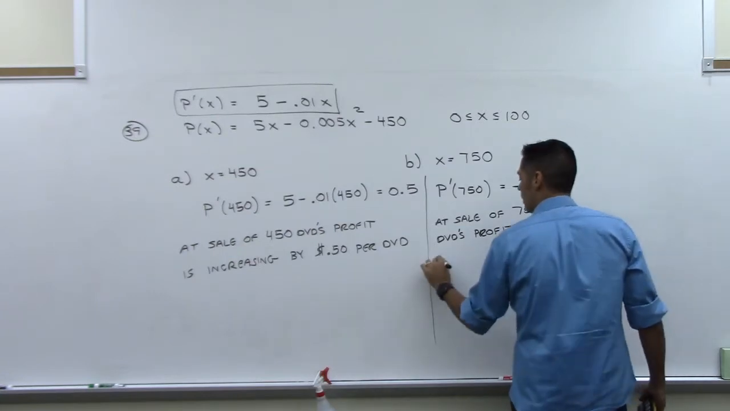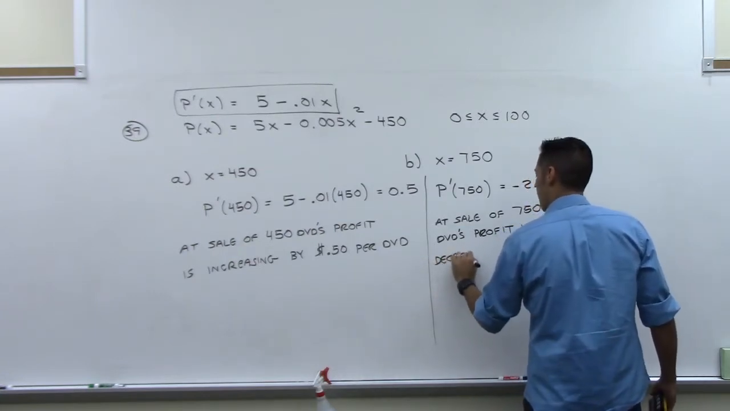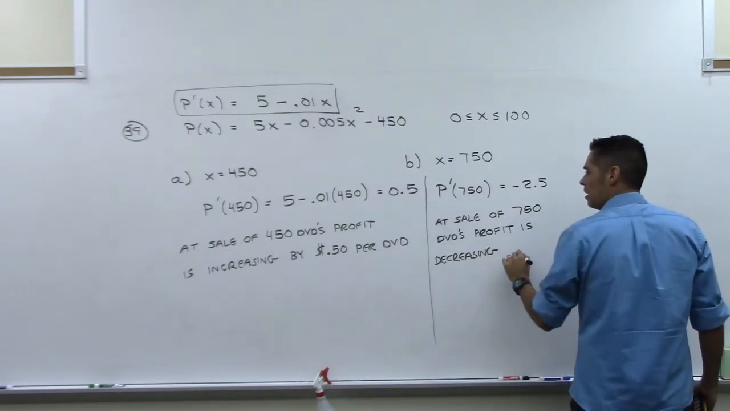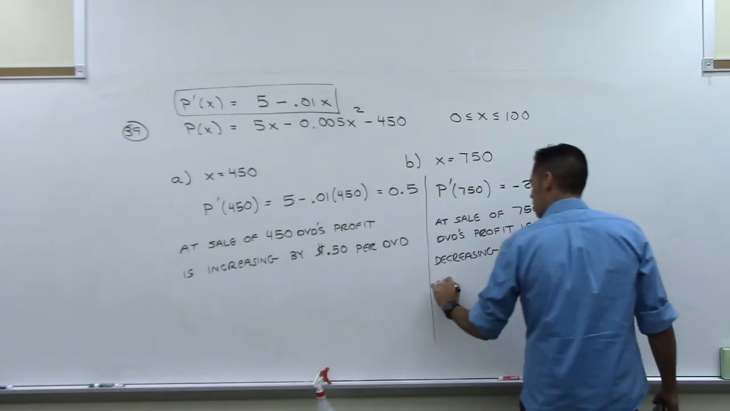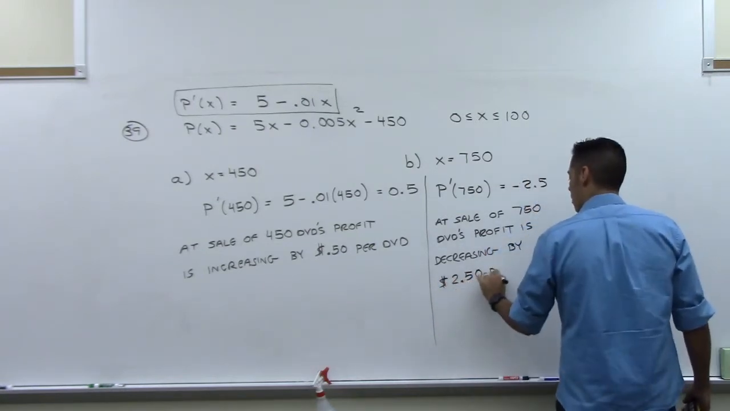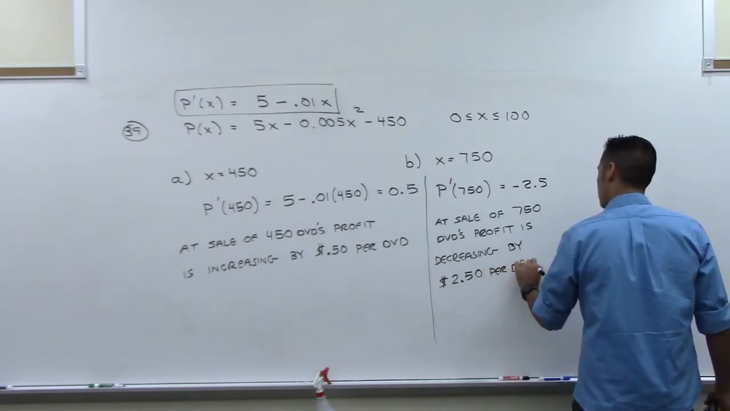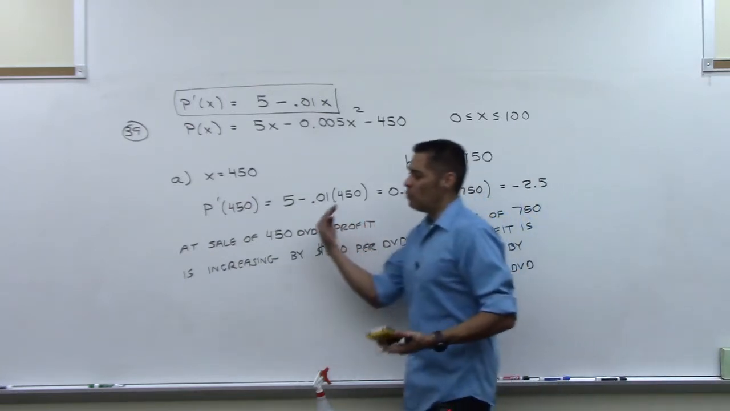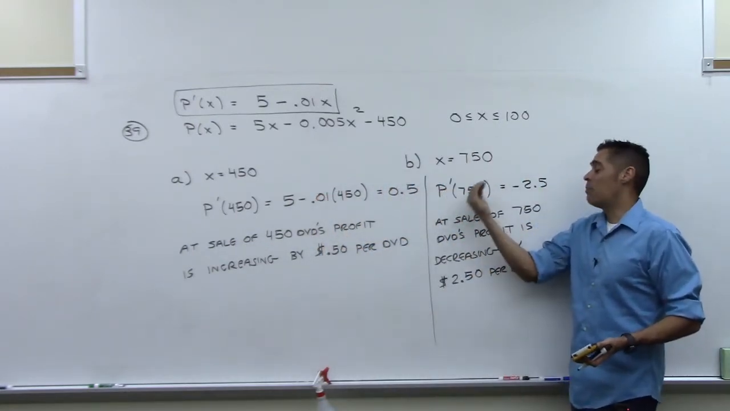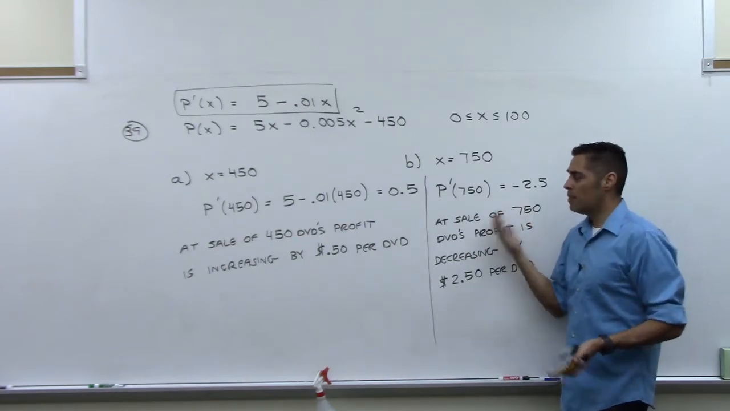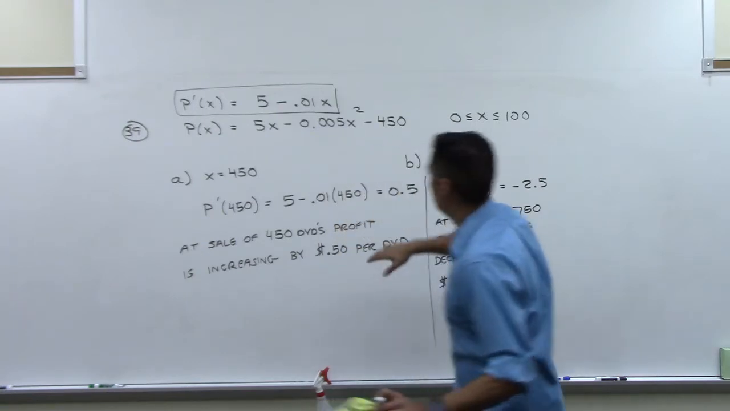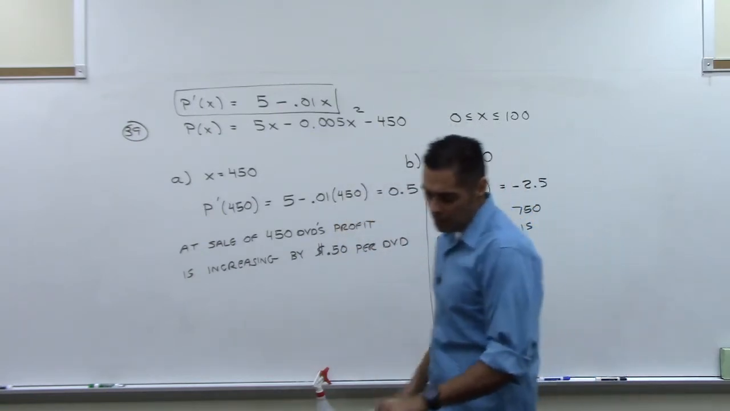is decreasing. Now it's decreasing because it's a negative slope, so it's coming down. Decreasing by $2.50, because 2.5 means $2.50 per DVD. So it's kind of like our profit was going up, but then once we get to a certain point, too many DVDs, our profit actually starts to drop, which is weird, but sometimes that's the way these profit models work. There is a kind of a point at which you get the most profit. All right, that's number 39.